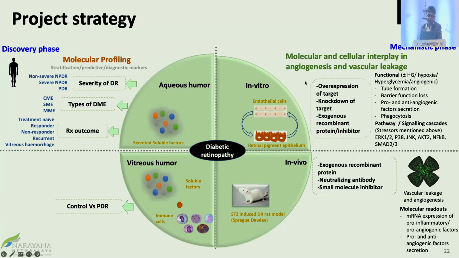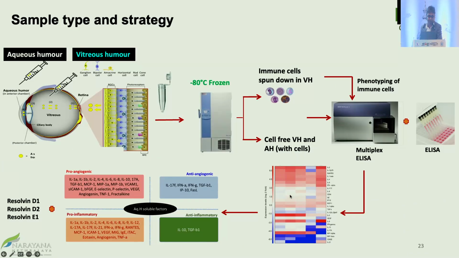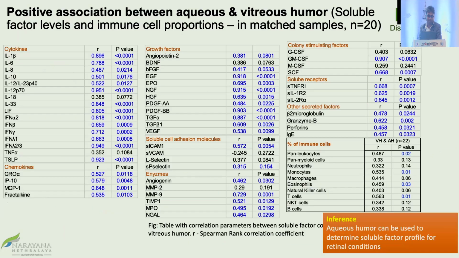So these are on RPE cell lines or HUVEC cell lines, and in vivo, especially the mice models. So this is the sample types and strategy, how we go about. We collect these, and they're stored at -80, and CBA analysis is done. Around 50 biomarkers are usually done. And there was a positive association that was established long back in our lab between the aqueous as well as vitreous.